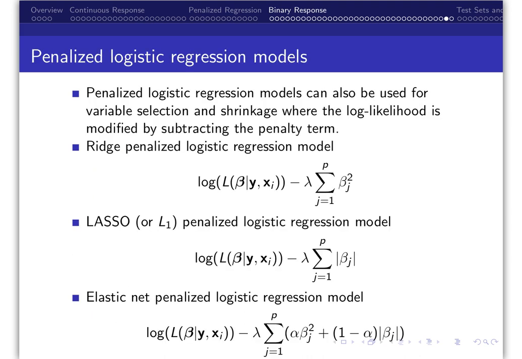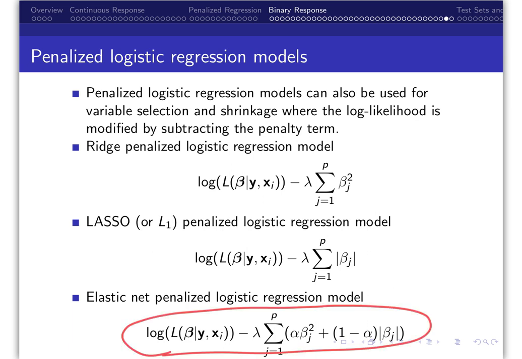Penalized logistic regression models can also be used for variable selection and shrinkage, where the log likelihood is modified by subtracting the penalty term. Again, the parameter lambda controls the amount of shrinkage. To fit a ridge penalized logistic regression model, we maximize this equation. To fit a LASSO logistic regression model, we maximize this equation. To fit an elastic net logistic regression model, we maximize this equation, where here alpha controls the relative proportion of the penalty applied to the ridge versus the LASSO.